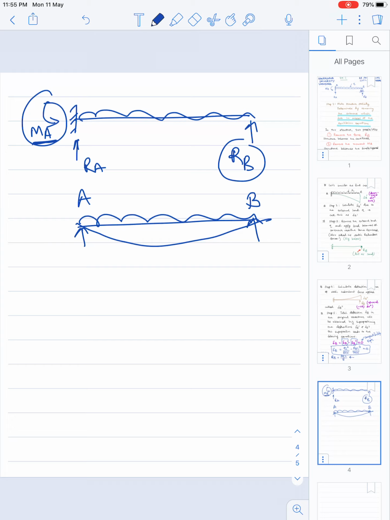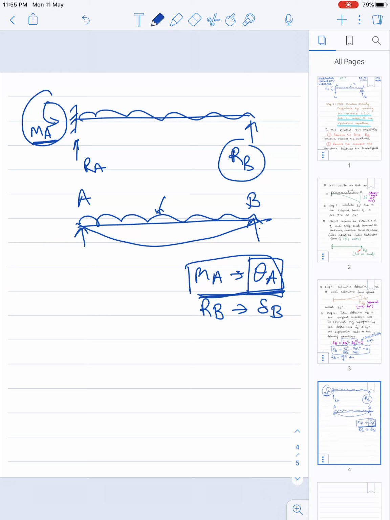So we will relate moment with rotation, because these are the corresponding variables. If there is a force, there is a deflection. When there is a moment, we need to calculate the rotation. So we have removed this MA and made the structure simply supported. Under the external load, this structure will have the rotation theta A dash.